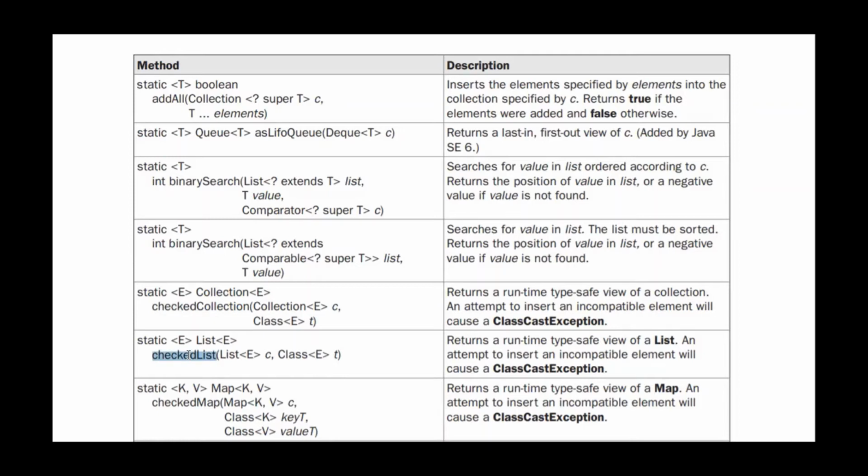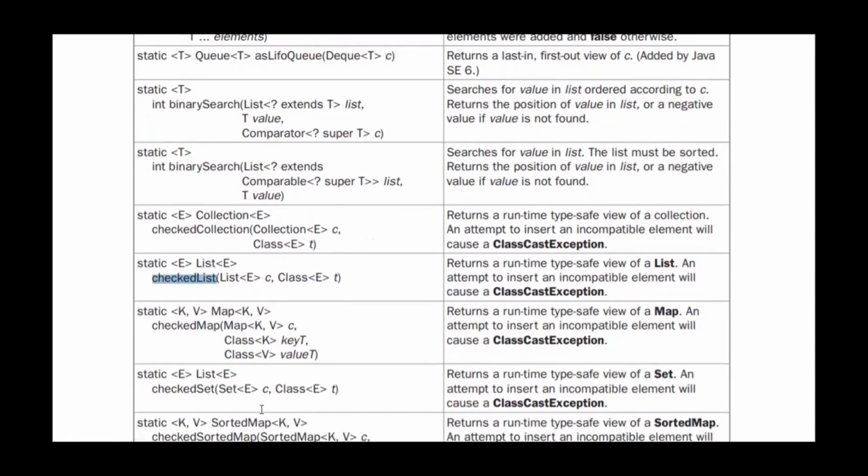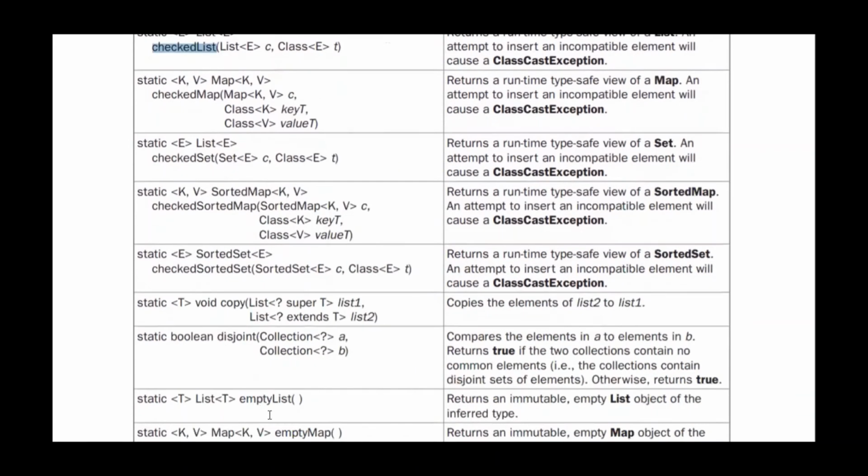Then we have a few more methods, that is the map method, checkedMap. So checkedMap returns a type-safe map. Then checkedSet returns a type-safe set of the collection we have used. Then checkedSortedMap returns a type-safe view of a sorted map. Then checkedSortedSet returns a type-safe view of a sorted set.